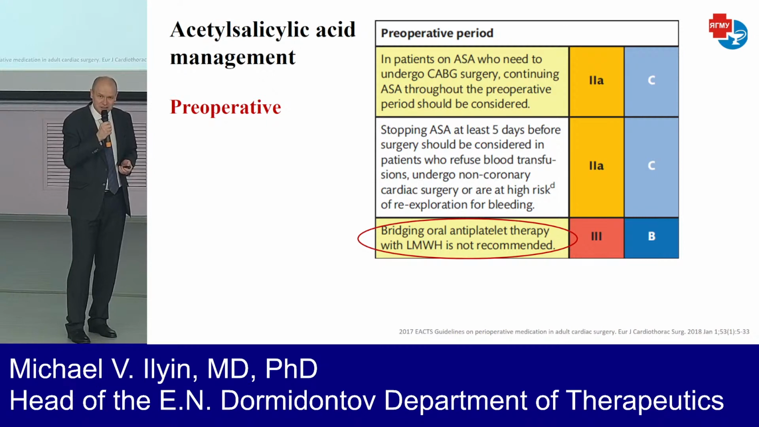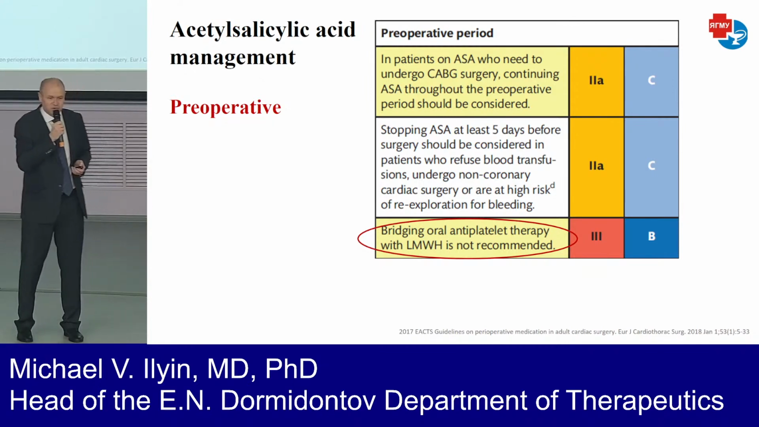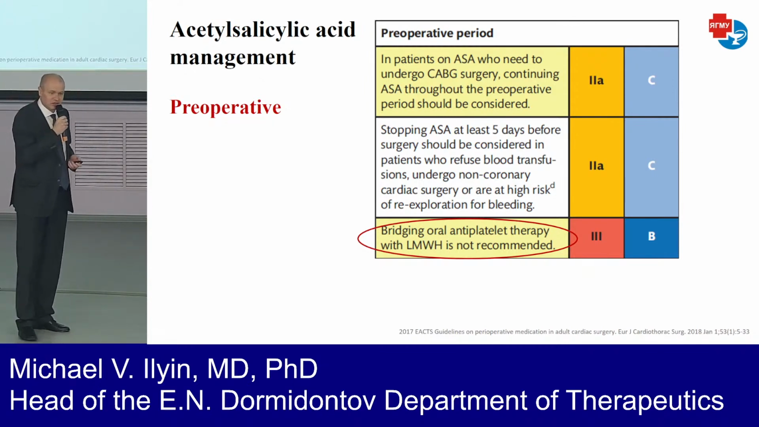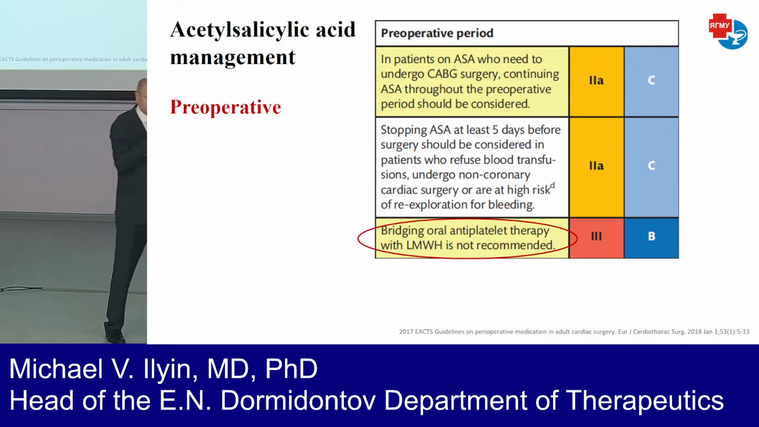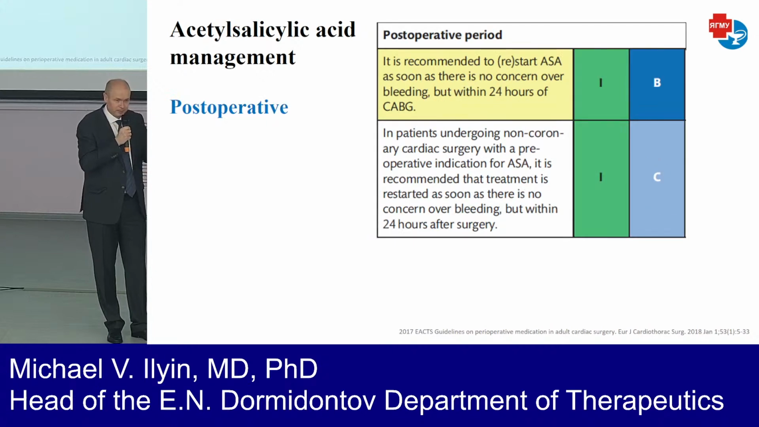In patients on ASA who need to undergo CABG surgery, continuing ASA throughout the preoperative period should be considered. 2AC. Stopping ASA at least 5 days before surgery should be considered in patients who refuse blood transfusions, undergo non-coronary cardiac surgery, or are at high risk of re-exploration for bleeding. TAC.